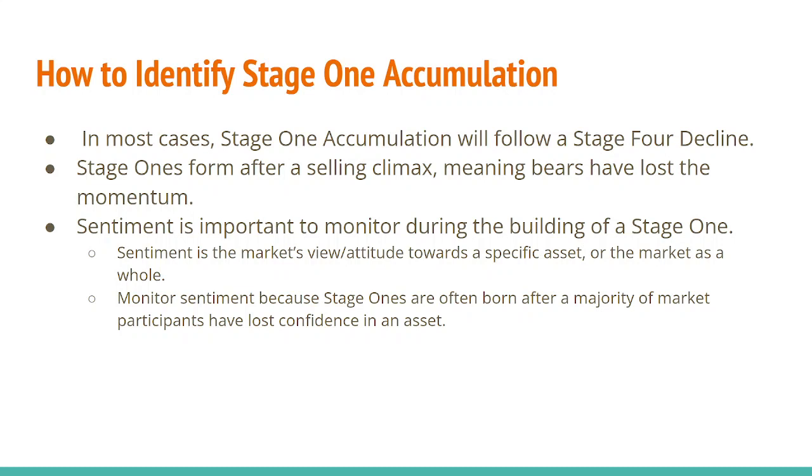So, the bears have now lost their momentum, but sentiment will often be abysmal at the start of a Stage 1. So, the market has soured on that particular asset that we're looking at and doing our stage analysis on, and for good reason. It's often gone down 30, 40, maybe even 60 or 70%, and no one is wanting to buy it just because they're fearful that they're going to be catching a falling knife. They're fearful that the asset may never recover ever again. And this is the type of sentiment where market bottoms are formed.